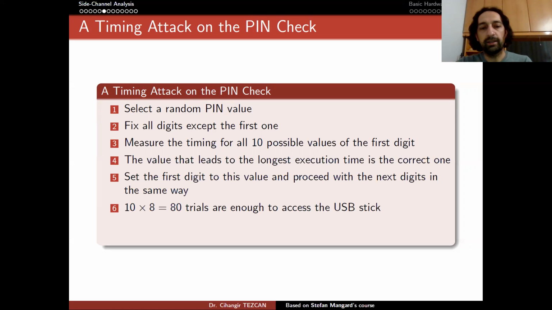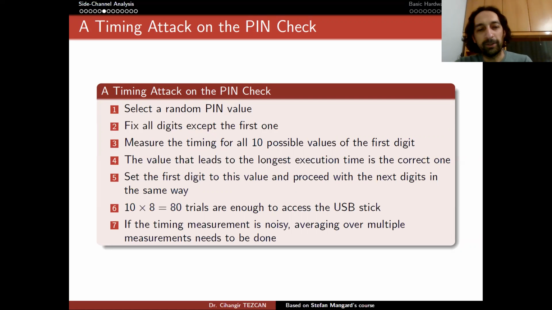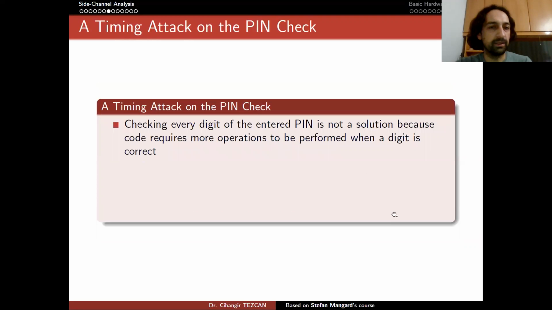In this case, at most you have to try 10 times 8, which is 80 trials. That will be enough to access the USB stick. As I mentioned, you can perform the same attack on physical padlocks, and it works almost all the time. If the timing measurement is noisy, averaging over multiple measurements needs to be done. In practice, this is not hard.